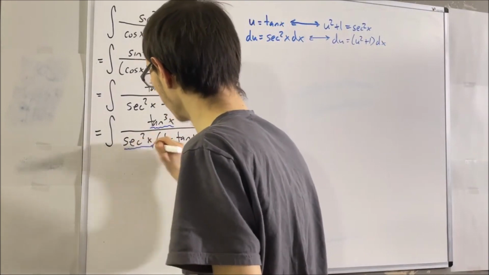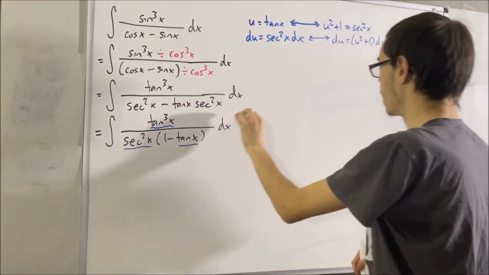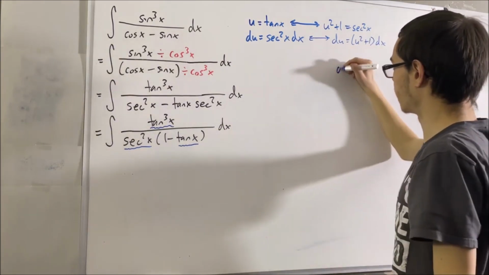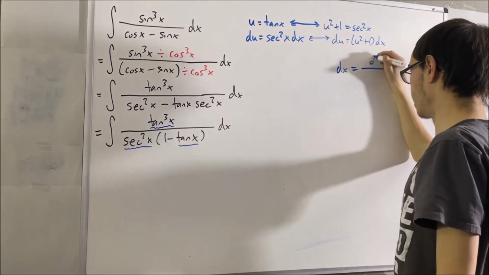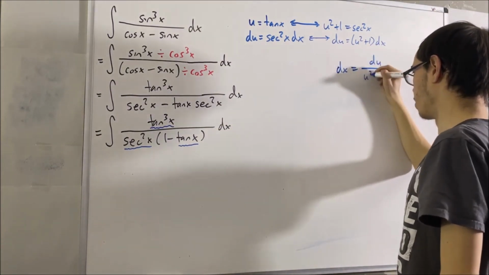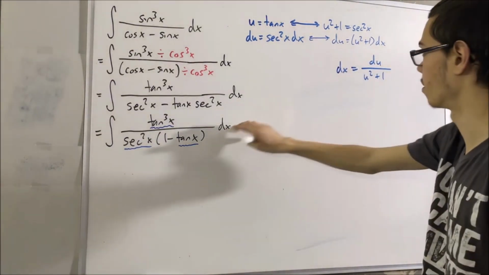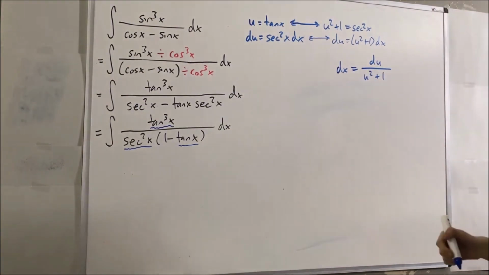So this is all good. But as for dx, if I were to take this and solve for dx, I would see that dx is equal to du all over u squared plus 1. So really, I'm just going to replace dx here with du over u squared plus 1.